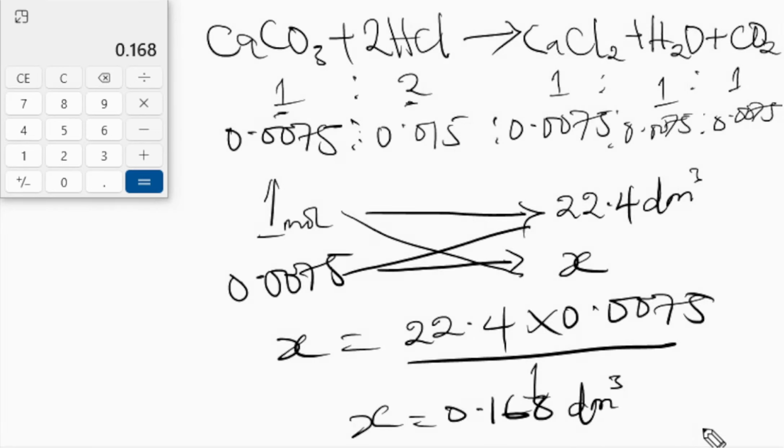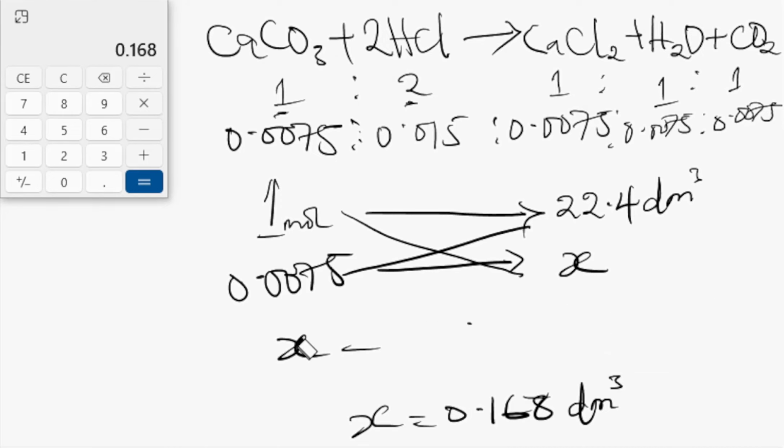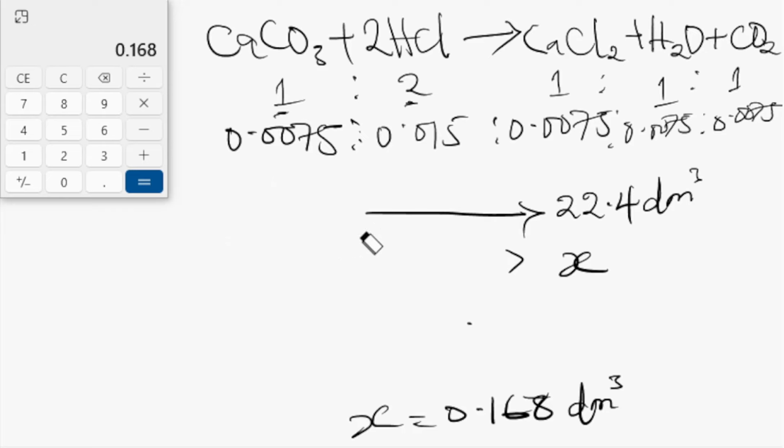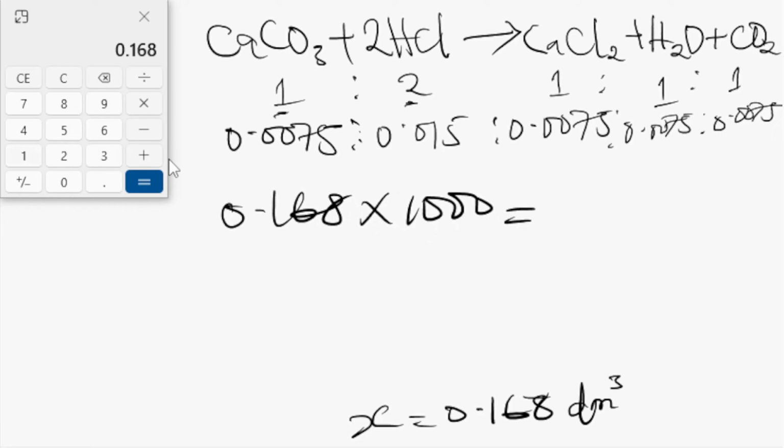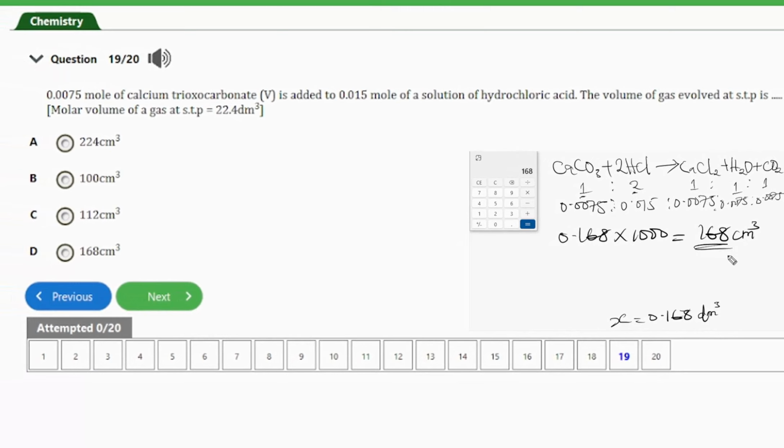And guys, since the options given to us here are in cm cube, already we know how we can resolve this. We know that 1 dm cube is 1000 cm cube. So what we are simply going to do here is to go ahead and multiply this by 1000. So we have 0.168 times 1000. That's 168 cm cube. So guys, this is option D here, and that's the answer to this question.